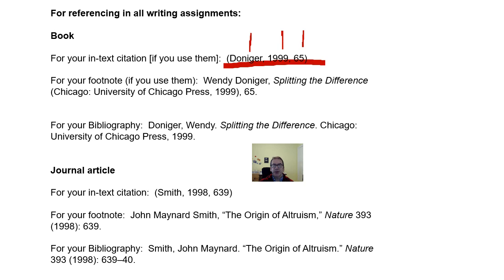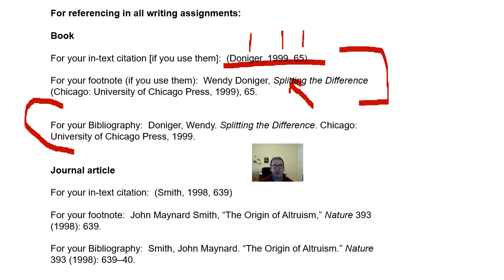If you're using footnotes, you certainly can. Then you would put this in a footnote. It's the same information, just a little more expanded. And then you will be creating a bibliography. So what I've done here is create the bibliography for this book.